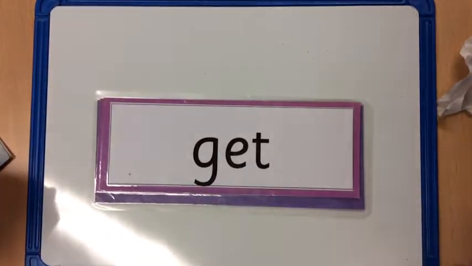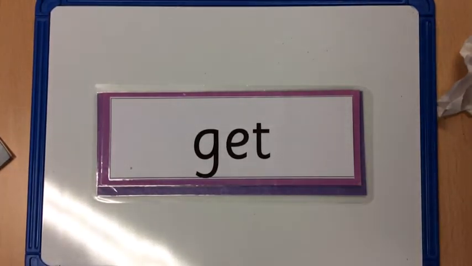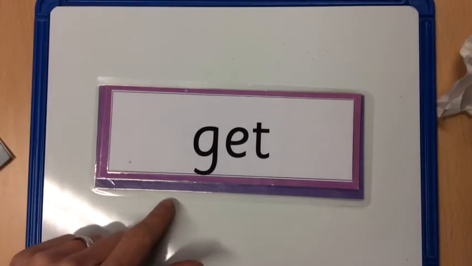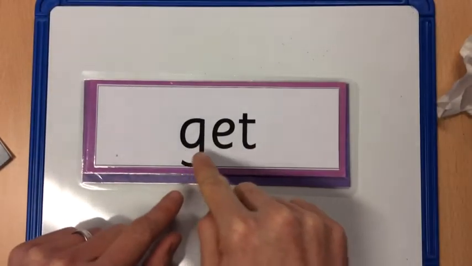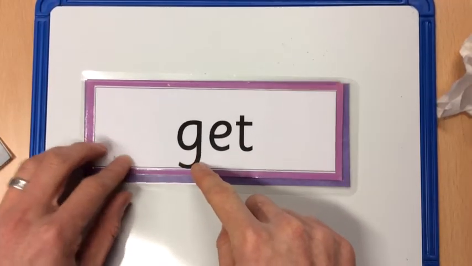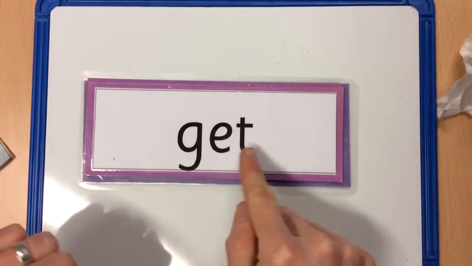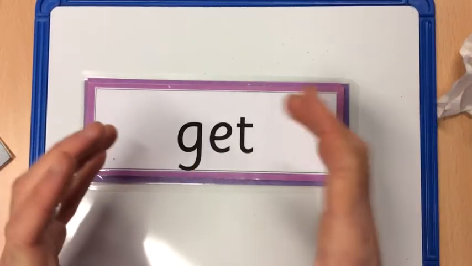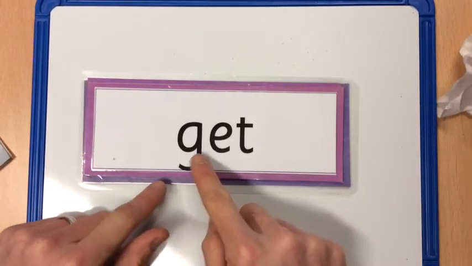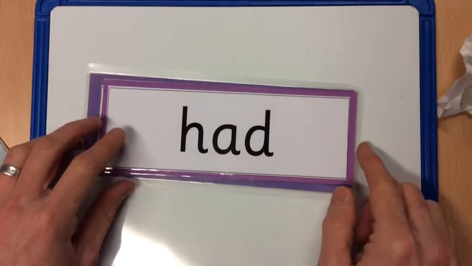Once you've talked about the shape of the words, you can start thinking about the sounds that the different words have. And we call this word attack skills, when we're using our knowledge and understanding of the sounds that letters make to decode a word, to read a word. When we're talking about the sounds that a letter makes, we always mean the sound and not the name. So the name of this letter would be G, but the sound would be g. So we would say g, et, get. And we push or blend those sounds together. So get, et, get. For this one, had, had.